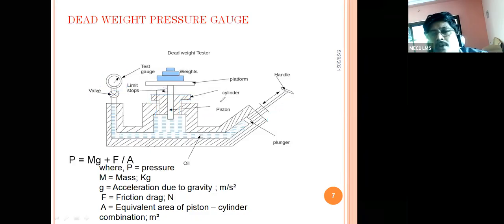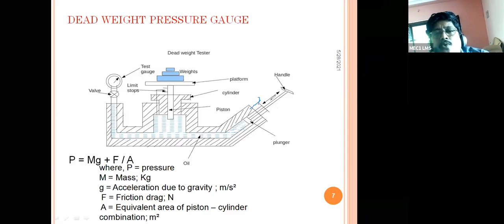So again I'm explaining, all of you listen carefully. First, this test gauge is not there. It consists of a platform, and on that platform we place some dead weights. Then the piston will move forward, which compresses the oil placed inside the container. Here is the cylinder and the plunger. When the weights are placed on top, the piston drops down, thereby pressure is created inside the oil.